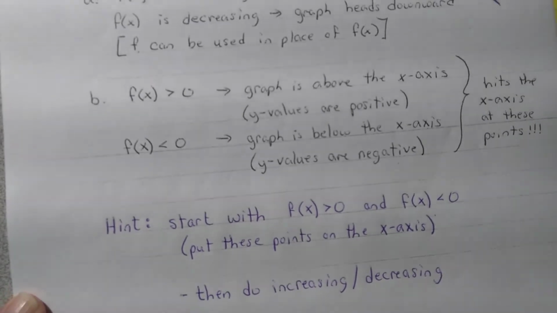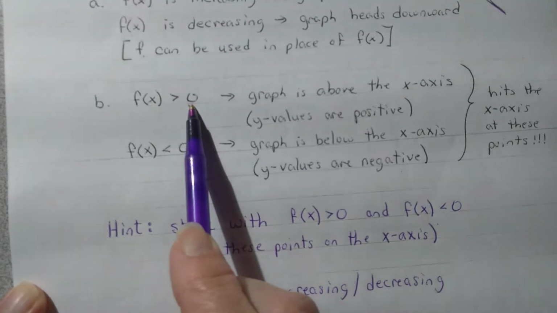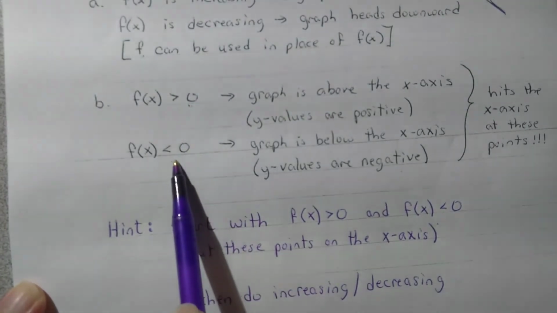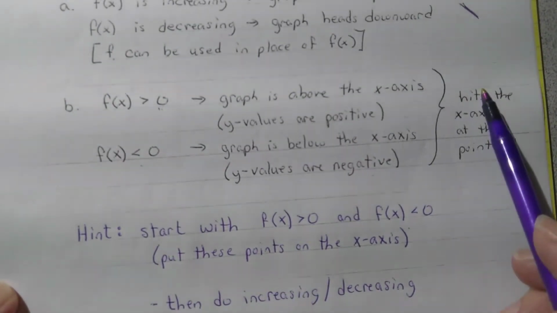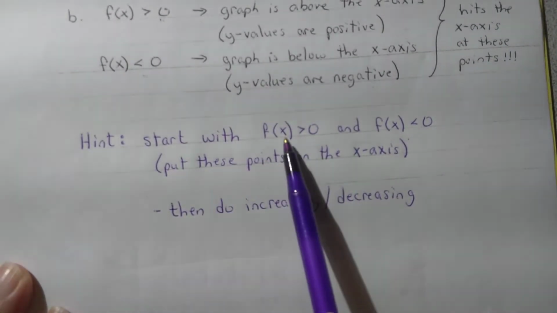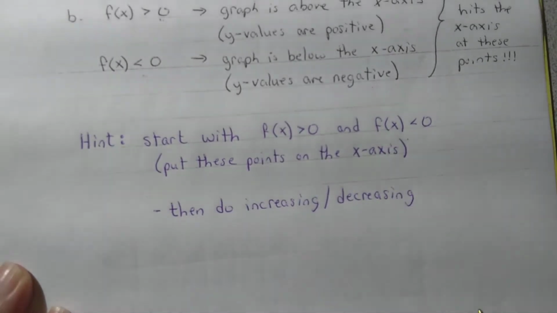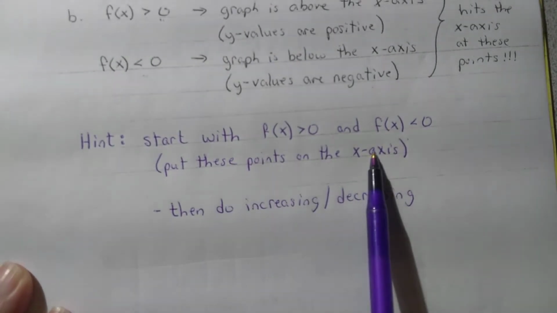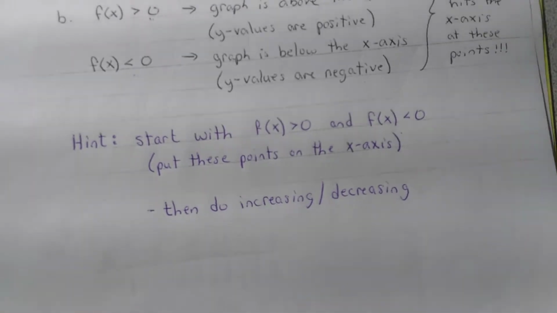The other thing that a function can do is it can be above the x-axis or it can be below the x-axis. These are where it hits the x-axis. These are the points that you want to do first. So the hint here is start with where it is above the x-axis and below the x-axis and put those on the actual x-axis and then do the increasing decreasing part. Now that's not going to make a lot of sense until you actually see an example.